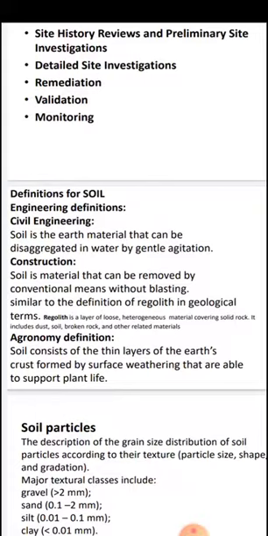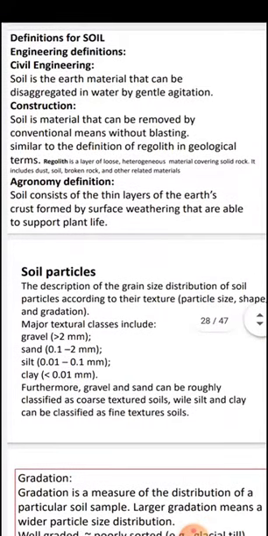So first of all is the definition of soil. Everyone has a direct link with soil: agronomists, civil engineers, botanists, everyone is dealing with it in their own way. So please find these definitions quite self-explanatory.